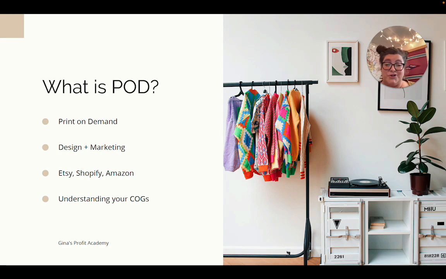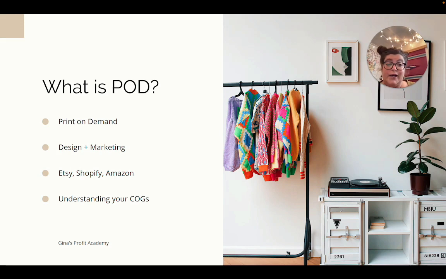So what is actually our job? It's going to be design and marketing. So that's something I really encourage you to keep in the forefront of your mind right now from the beginning, is that you're a designer and you're a marketer, right? That's how this business works.